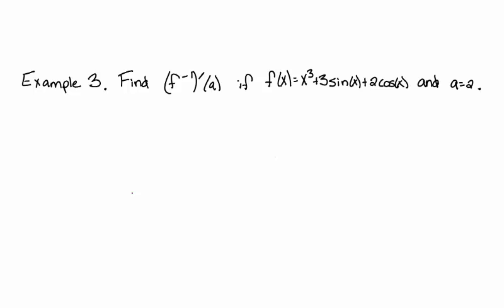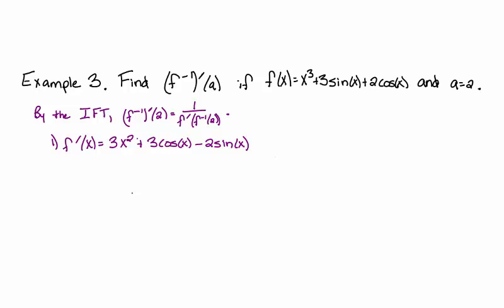Let's do another example. Find f inverse prime of a if f of x is equal to x cubed plus 3 sine of x plus 2 cosine of x, and a is equal to 2. To solve this, note that the inverse function theorem tells us that f inverse prime of 2 is equal to 1 over f prime of f inverse of 2. Thus we need two pieces of information: the derivative f prime of x and the value of the inverse function f inverse of 2.